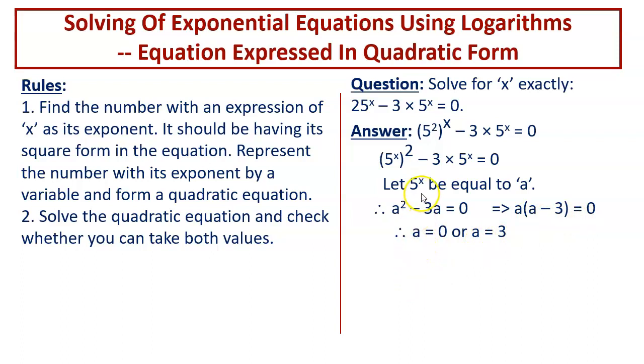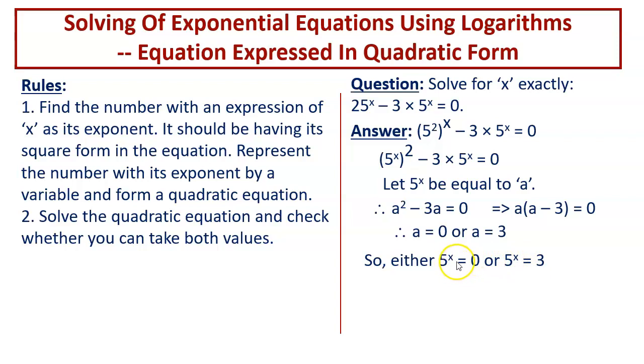What is a equal to? a is equal to 5 raised to the power of x. So either 5 raised to the power of x is equal to 0 or 5 raised to the power of x is equal to 3. Now can you think of any number as the power of 5 which will give you an answer of 0? I think you cannot. Even this is not at all an easy task. What number, when taken as the power of 5, will give an answer of 3? It is not at all an easy task. But this is absurd actually.